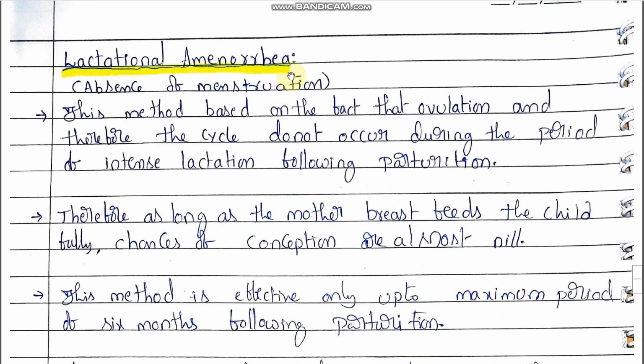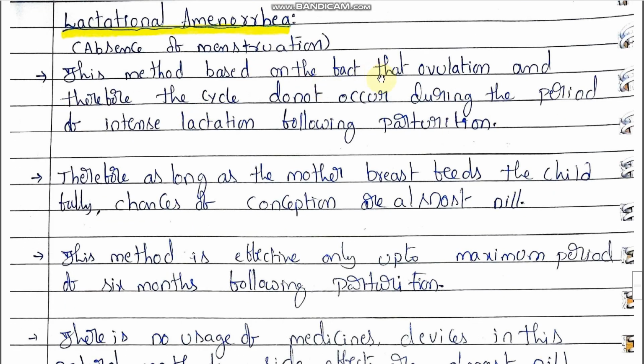So next one, lactational amenorrhea, absence of menstruation. This method is based on the fact that ovulation and therefore the cycle do not occur during the period of intense lactation following parturition. So after the parturition, the reproductive event is called lactation. During the lactation period, the mother nourishes the newborn baby through her breast milk.